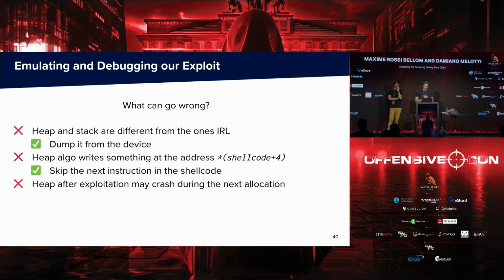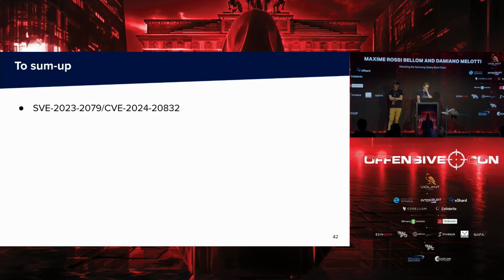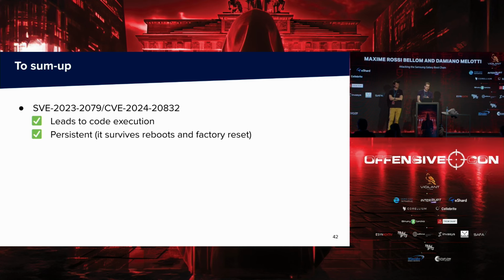And the last problem we had is that the heap is broken after exploitation, because we changed the free list. So we need to restore it so that the next allocation works and does not crash the device. So to sum up on this vulnerability, you have the CVE number. It leads to code execution in little kernel, and it's persistent. It will survive reboots and factory resets because the partition containing the JPEGs is never wiped with these actions.